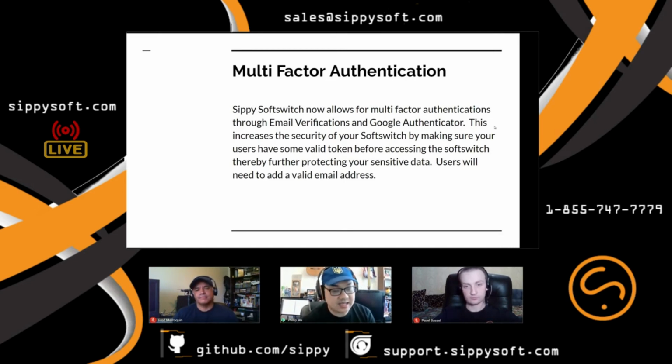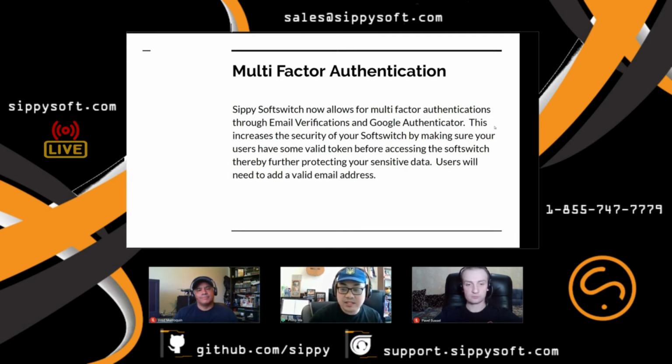Typically, as it's done in previous versions, we pretty much just relied on a username and password. In the Sippy 2020 generation of our software, we've introduced email verification, which is pretty common in things like e-commerce, as well as Google Authenticator. Both these two new features increase the security of your Softswitch by making sure that your users have access to something before they access your sensitive data on your Softswitch.